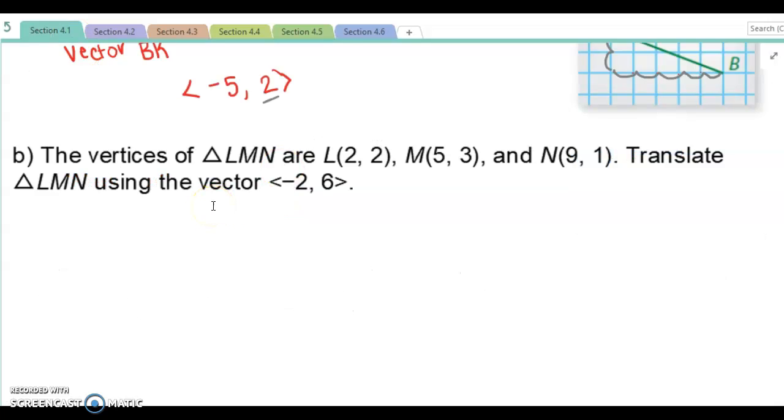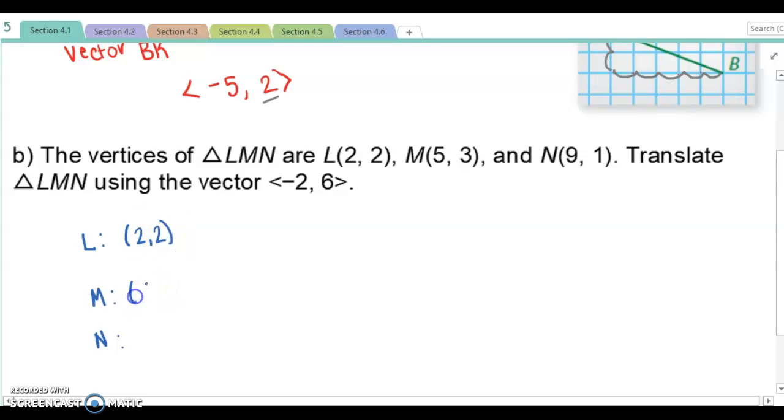All right, so here it gives me the vertices of triangle LMN. So I'm going to write L, M, and N here. This doesn't call for me to graph it, so I don't have to graph it. If graphing helps you, which most of you will, please do. So I know L is at (2, 2), M is at (5, 3), and N is at (9, 1). Okay, so I want to translate this triangle using the vector [-2, 6].